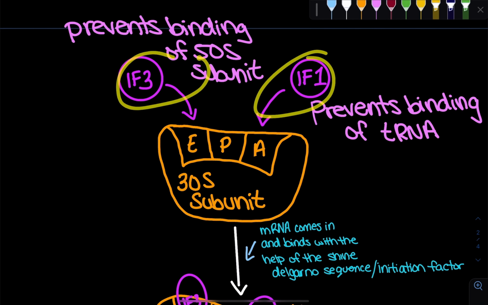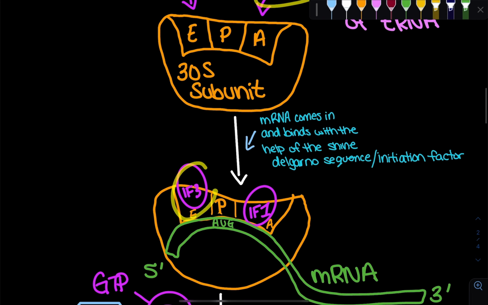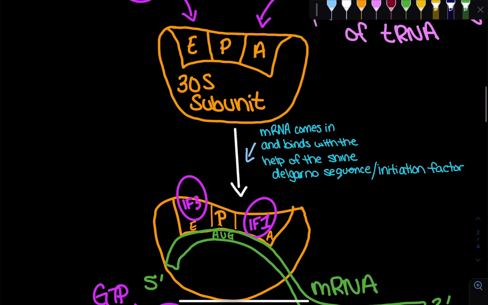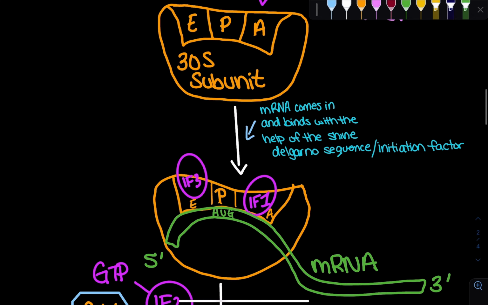So once these two are added in, they're added in position. IF3 is at the E site, IF1 is at the A site, and the mRNA is going to come in. The mRNA comes in and it binds with the help of the Shine-Dalgarno sequence or an initiation factor. In prokaryotes, there is a Shine-Dalgarno sequence that guides the mRNA. Whereas in eukaryotes, this is the difference: eukaryotes simply will have initiation factors.